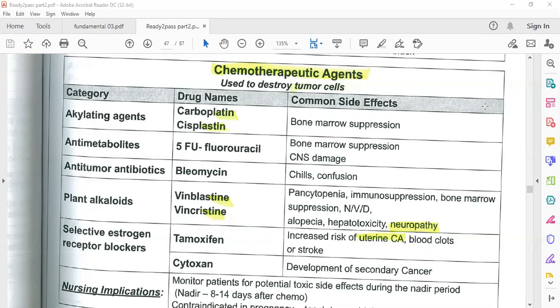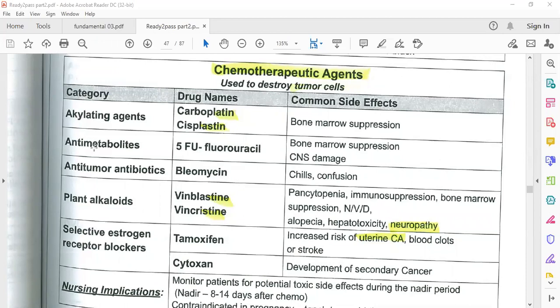So what are the drug list and what are the main clues for the NCLEX exam, I'm going to share with you. It is super important for our NCLEX board. So first of all, the drug names. The list of drugs we use for chemotherapeutic agents or cancer. One is called alkylating agents, like carboplatin or cisplatin.